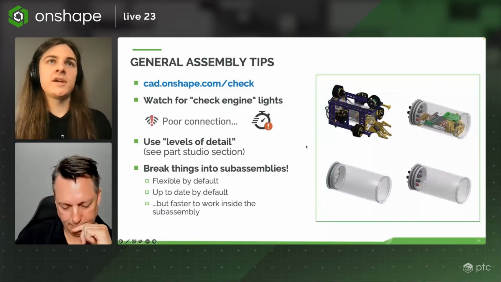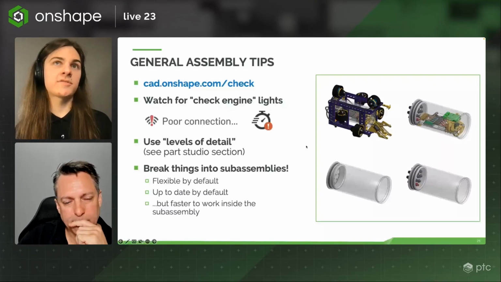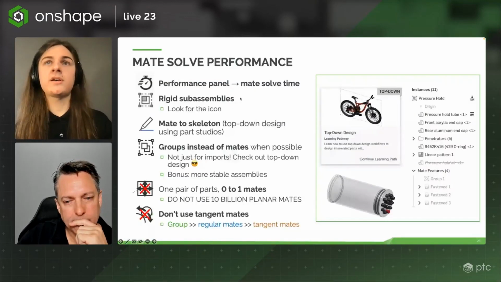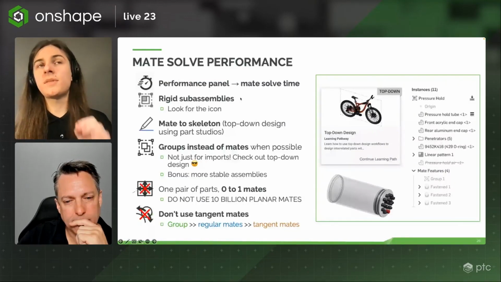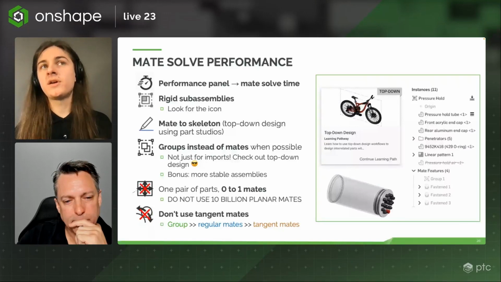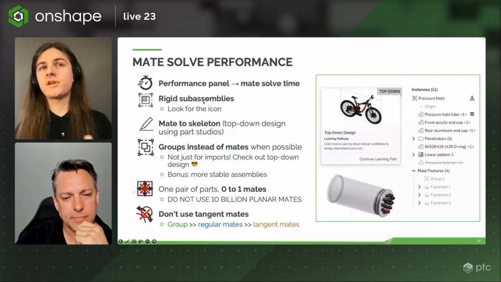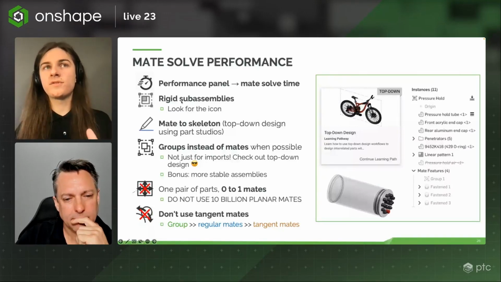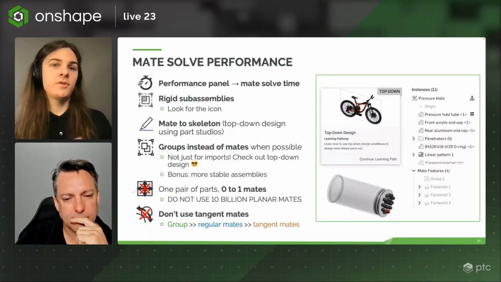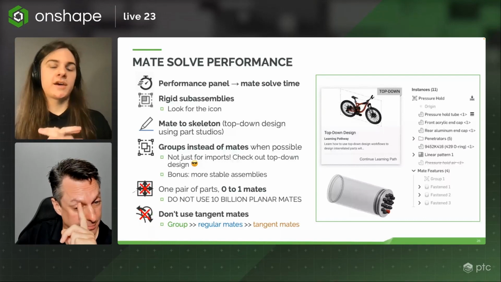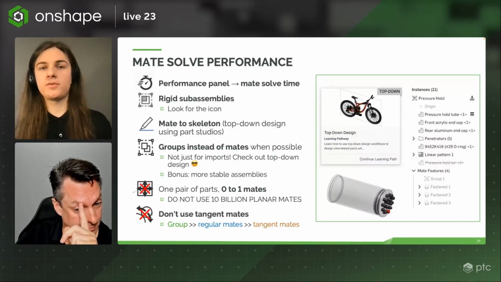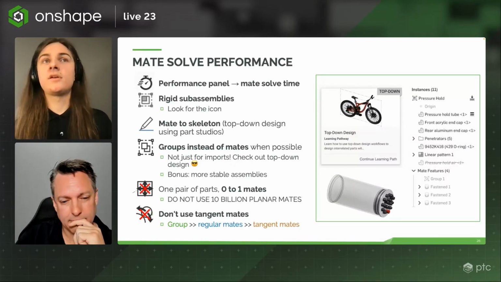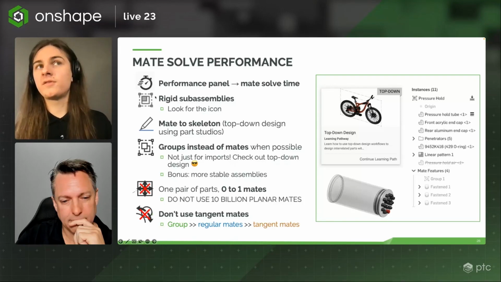For mate solve performance, the performance panel will monitor the mate solve time, kind of like what Philip demoed earlier. And one thing that can help a lot with this is making sure that you're using rigid sub-assemblies. What this means is that if a sub-assembly is fully defined, so there's no degrees of freedom inside it, it'll be rigid, which means that Onshape can use a much faster solution method for solving the assembly, which allows you to have much larger assemblies and great performance even with many thousands of parts. So what you want to do is look for the icon, and if you don't see the icon, see if there's any degrees of freedom that you can constrain down.